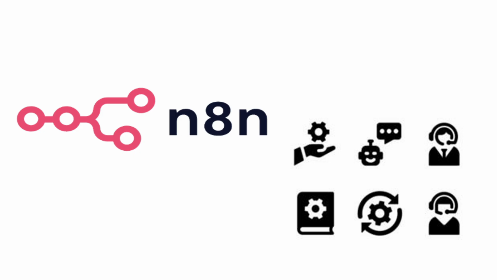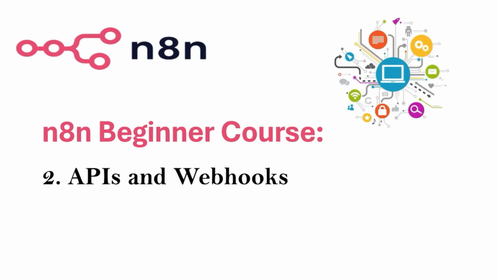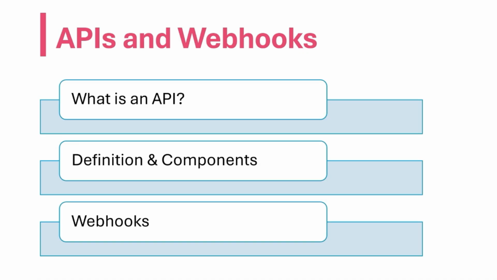So we covered everything from the basics of automation to trigger, filter, action, workflow, and mapping. In this video, we are going to step into one of the most important parts of automation. It's two main notions, and they are APIs and webhooks. And we will understand how systems actually talk to each other behind the scenes. So here in this video, we are going to discuss what is an API, its definition, its components, and what is the meaning of webhooks.